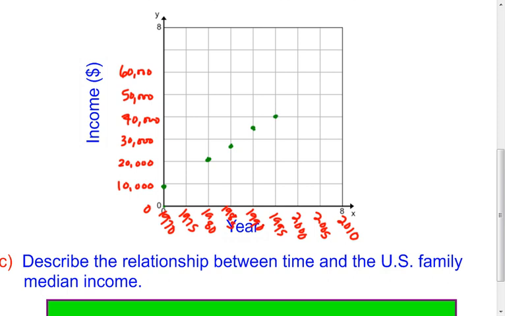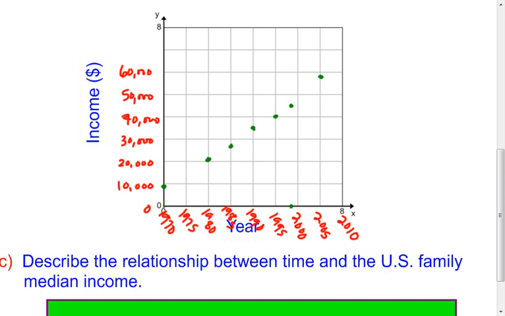98, so be careful here. 98 is going to be right about here along your x-axis. 1998 and 46,737, so right about there. And then 2005 and 57,000 something. Okay, so this is kind of what your graph would look like.